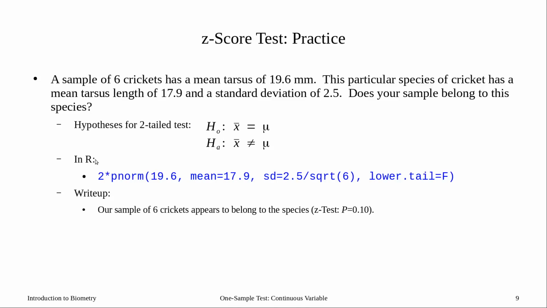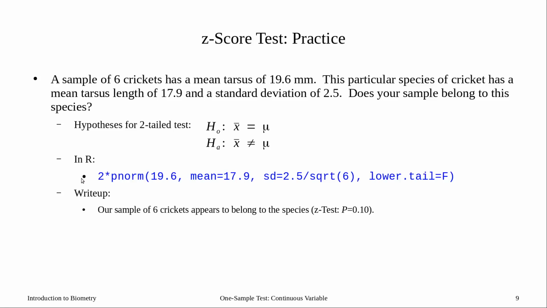So for this problem, this is our null and alternate hypothesis, and in R, we would use the pnorm function to calculate our p-value. So pnorm, 19.6, mean is 17.9, standard deviation is 2.5 divided by the square root of 6. This time I specify lower.tail, and it's lower.tail equals FALSE because we're dealing with that upper tail, 19.6 and beyond. Since this value is greater than our mean, we would use lower.tail equals F. And then this is just the one tail. We multiply that value by 2 to get our two-tailed test.